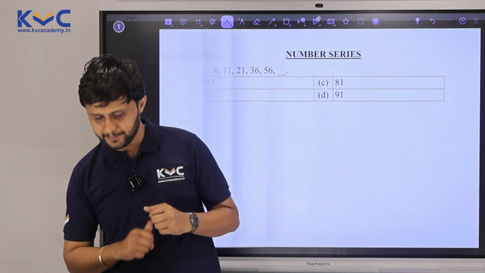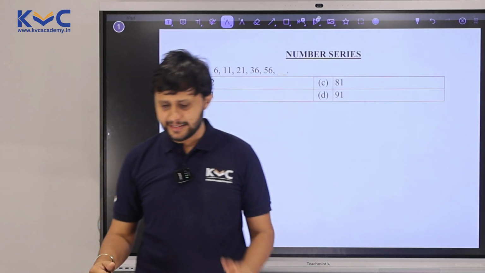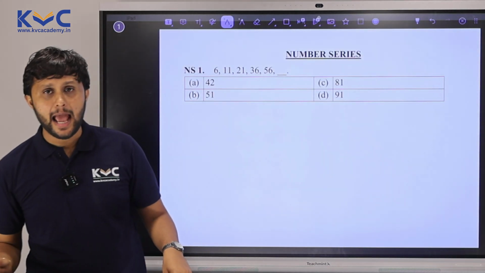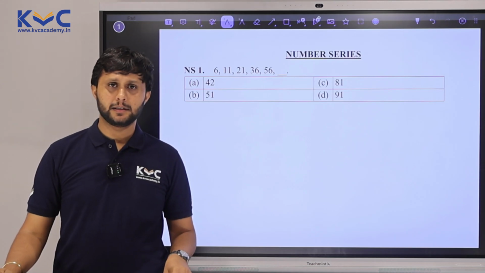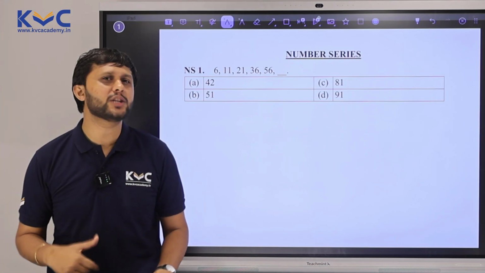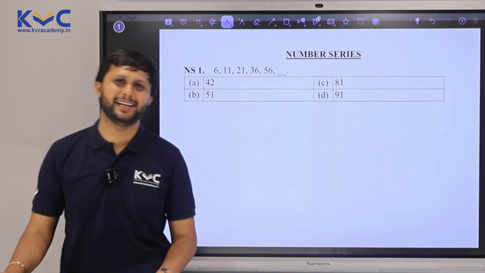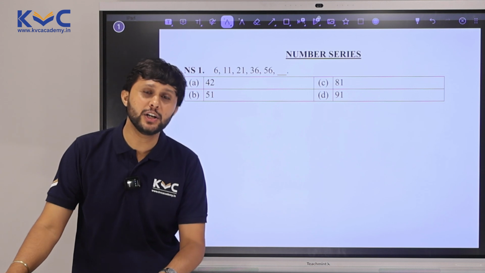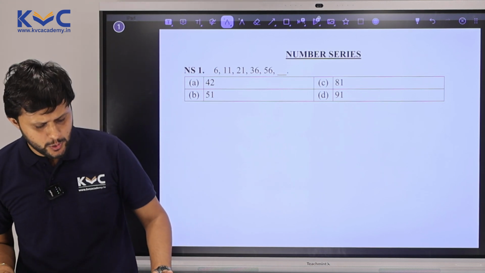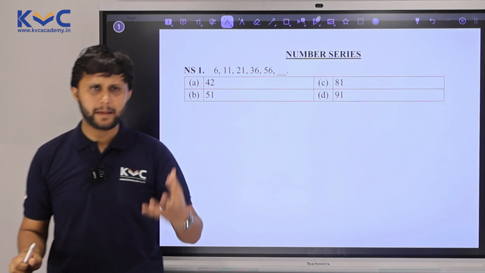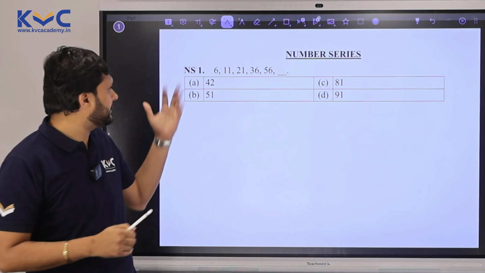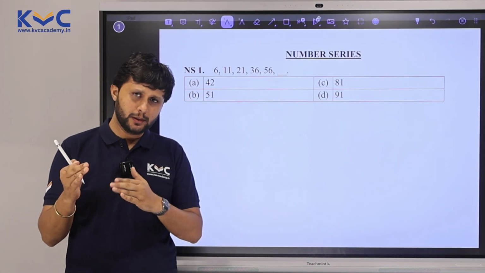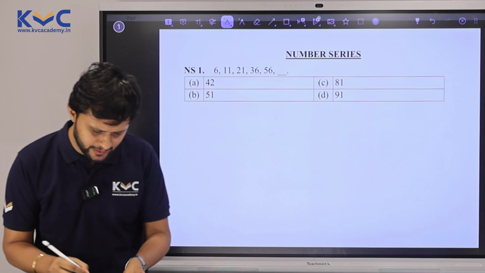Question number 1. If you see the first question, there is 6, 11, 21, 36 and 56. If the numbers are increasing, it has to be either addition or multiplication. And if the numbers are decreasing, it has to be either subtraction or division. Correct? So we'll try multiplication first, because I see 6, then 11. It's not a direct multiple, but I know 6 to 11 is times 2 minus 1. Let me write that. I'm not saying it is right.